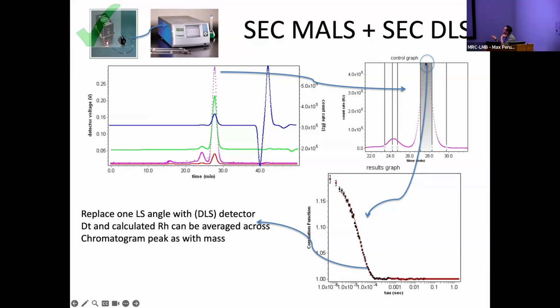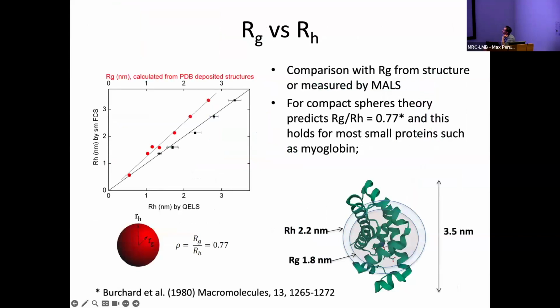Each of these points, you see, we'll get this autocorrelation curve, and then we can get the radius of hydration. So that can be really useful because if we compare Rg to Rh, this comparison can tell you about the structure. So for instance, for something that's globular, if you do the Rg divided by Rh, it should be around 0.77. And yeah, this pretty much holds true for most small proteins.